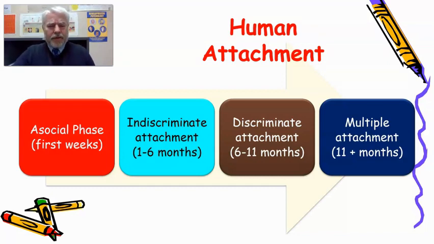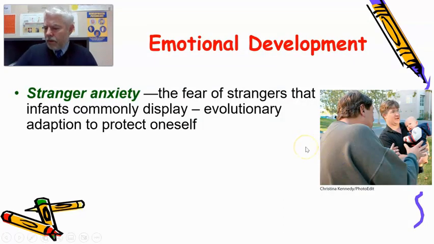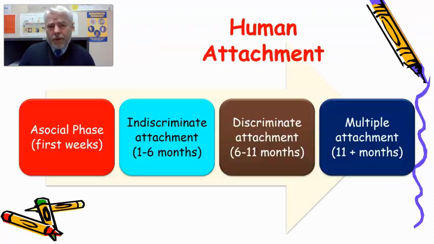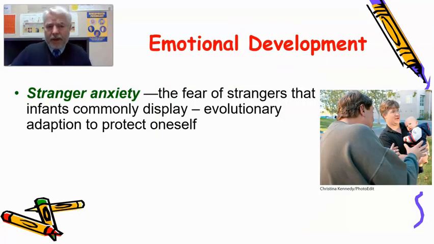Multiple attachments begin then around 11 to 12 months of age. This is where the child begins to strongly bond or attach to more than one caregiver. Now, it's during this period of emotional development and attachment where children will start to exhibit strong stranger anxieties. In that time period, during the discriminate attachment phase in particular, 6 to 11 months, babies are extremely anxious around strangers. This fear of strangers has an innate evolutionary sense. It was a survival strategy.